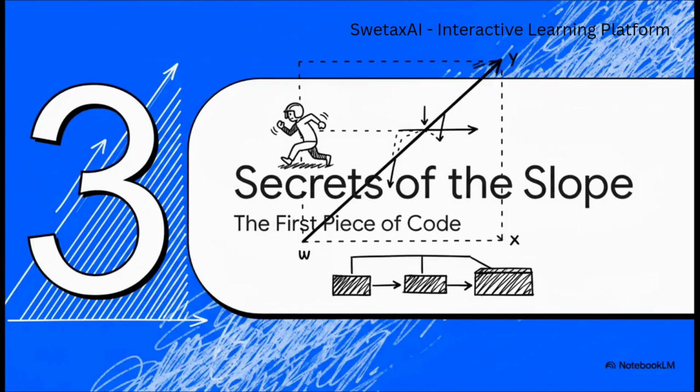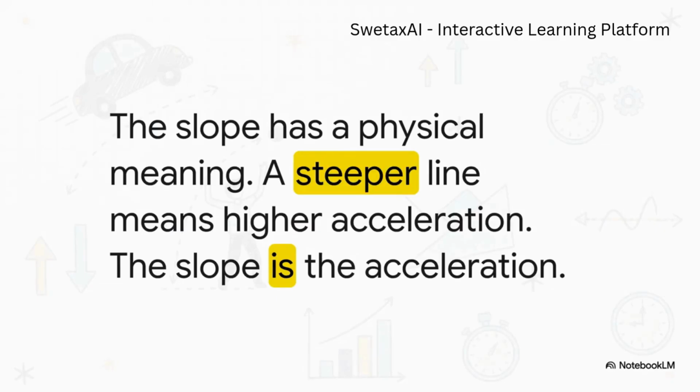Now this line is holding on to two major secrets. And to find the first one, all we have to do is look at its most obvious feature, how steep it is. So let's go ahead and interrogate that slope. You see, that steepness isn't just some random property on a graph. It has a real physical meaning. If the line is super steep, it means the velocity is changing really fast. That's high acceleration. If the line is flatter, the velocity is changing more slowly. That's low acceleration. In fact, it's even simpler than that. The slope is the acceleration.